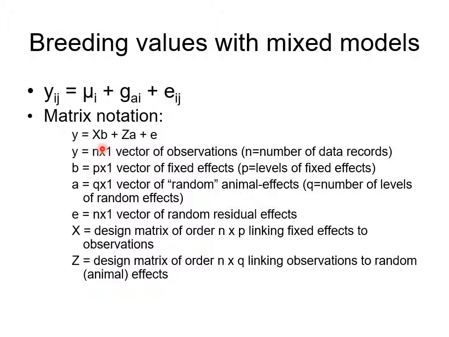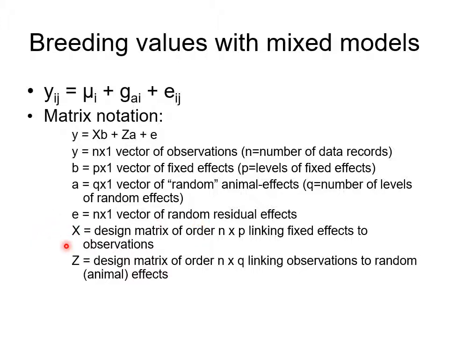So let's say we have 5 herds, each with 2 seasons. So there will be 5 herds, each with 2 seasons. So it will be a vector of 10 fixed effects. a is a vector of random animal effects or additive effects, and obviously a is a column vector with the number of rows equaling the number of animals. And e then, like we said, is a vector of random residual effects.